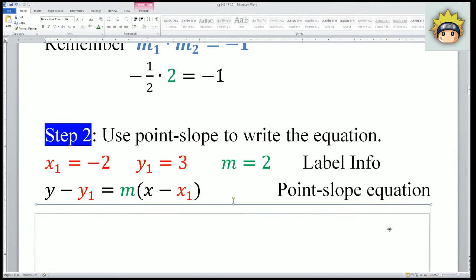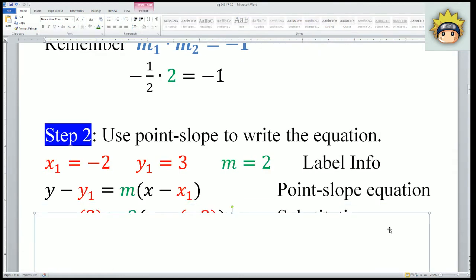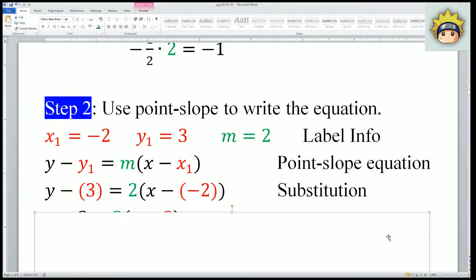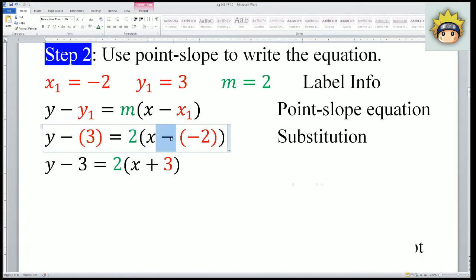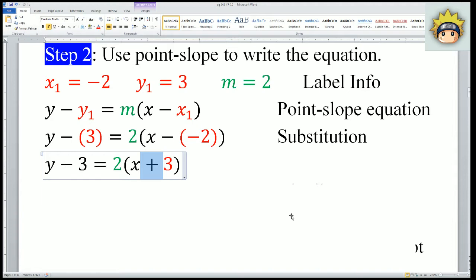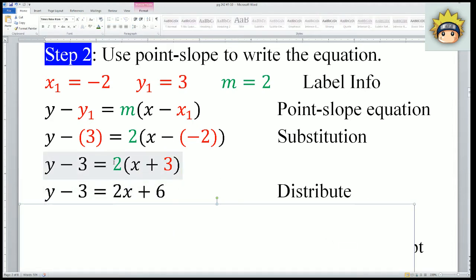Next, write the equation: y minus y1 equals m times (x minus x1). That is the point-slope equation. Plug in the value of 2 via substitution. I simplify the minus: subtracting -2 becomes an addition. Then I distribute. 2 times x is 2x. 2 times 3 is 6.